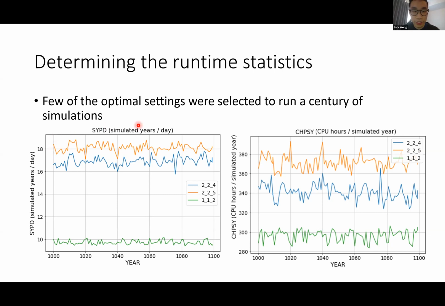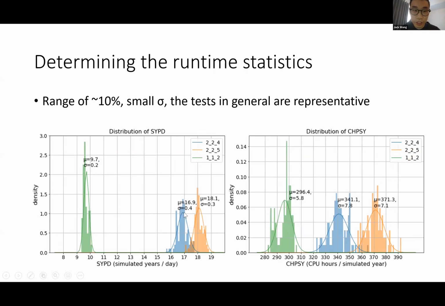So I have this 225 configuration being the fastest simulation, and this 112 configuration being the most efficient configuration. And here is the histogram of these runs. As you can see, I achieved with this configuration 18 simulated years per day.